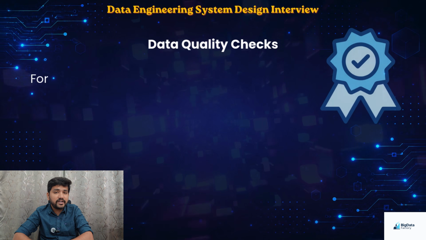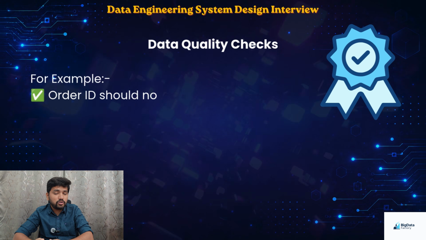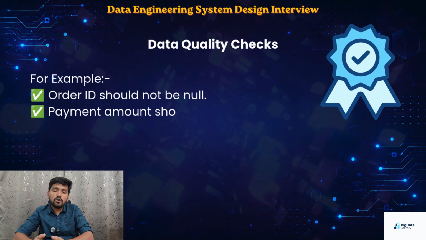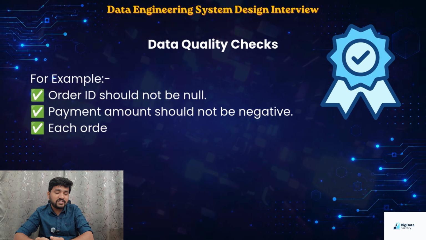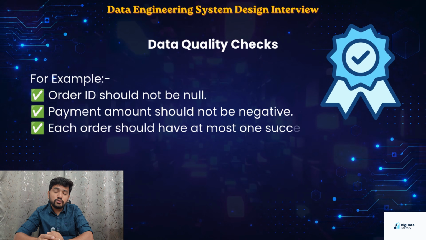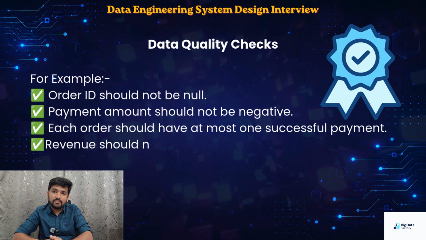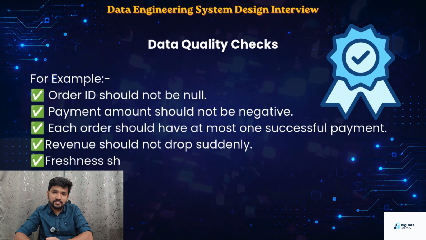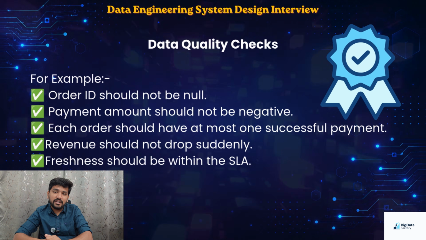The important part here is that data quality checks happen before the data reaches the end users. For example, order ID should not be null, payment amount should not be negative. Each order should have at least one successful payment. Revenue should not suddenly drop by 90% unless there is a known business reason. And freshness should be within the SLA.